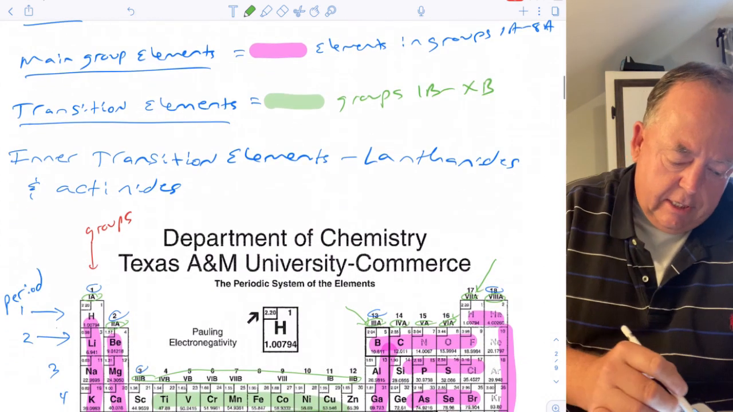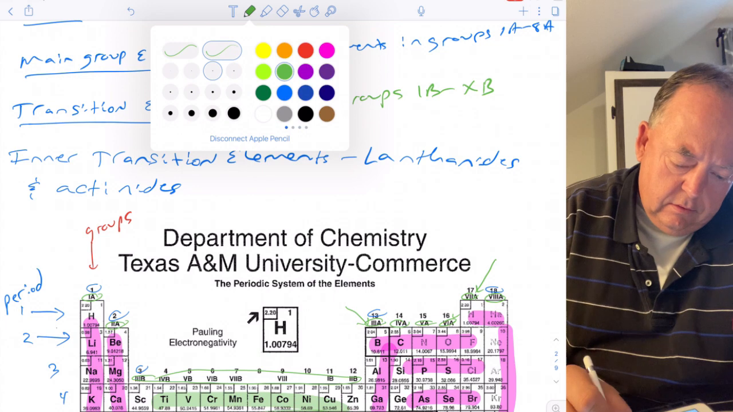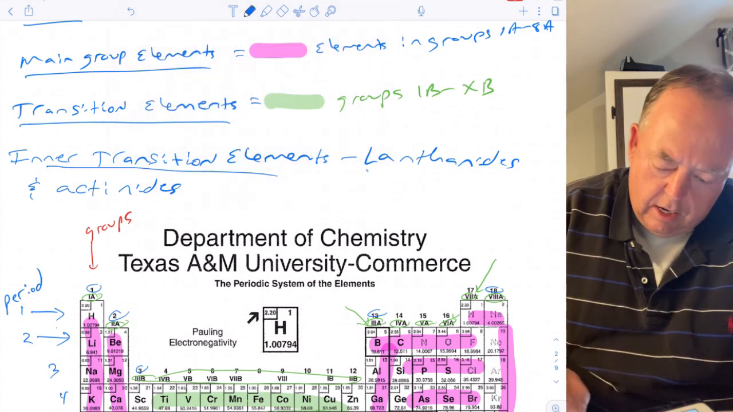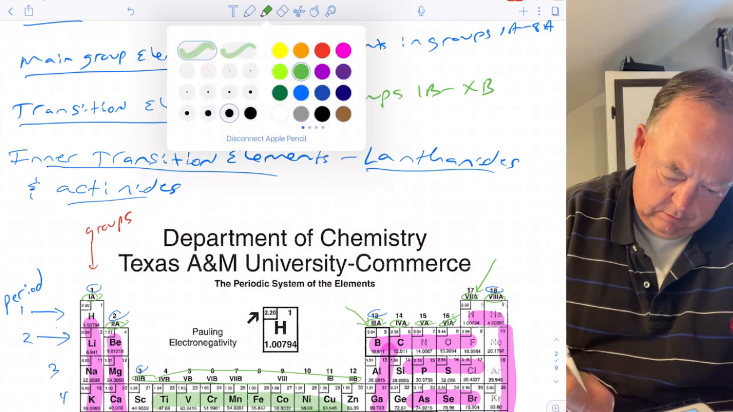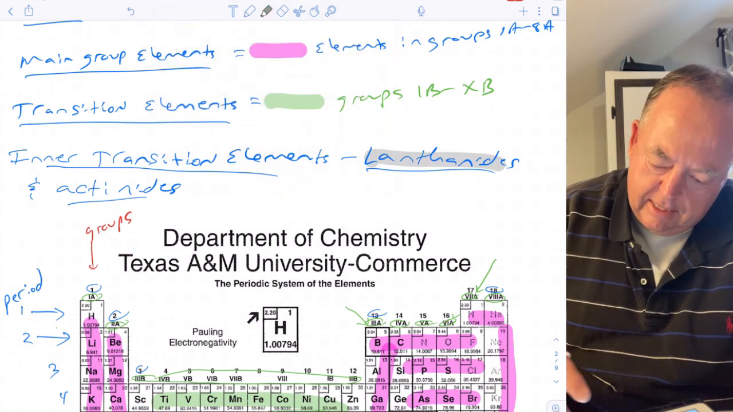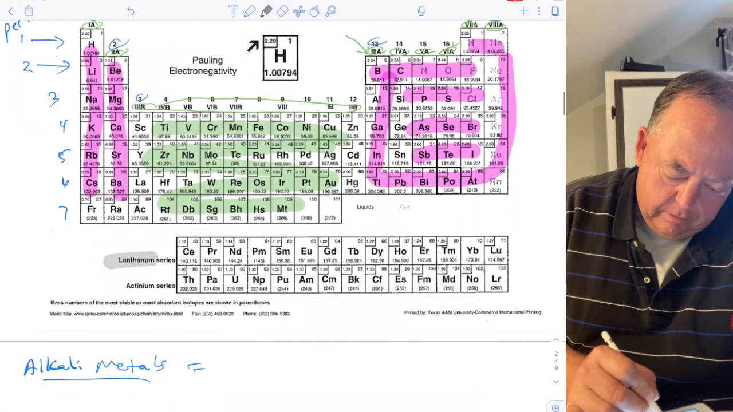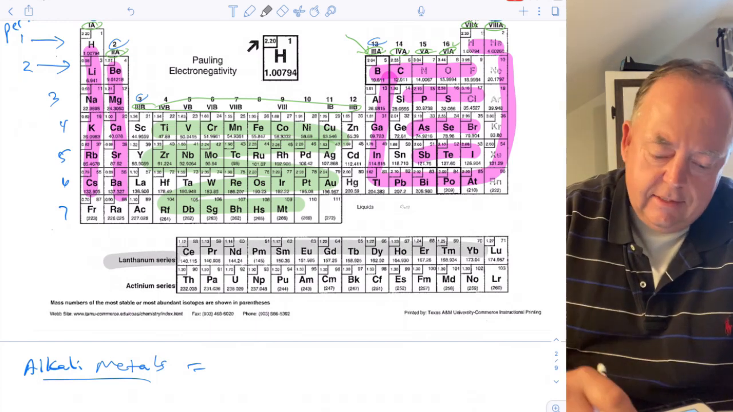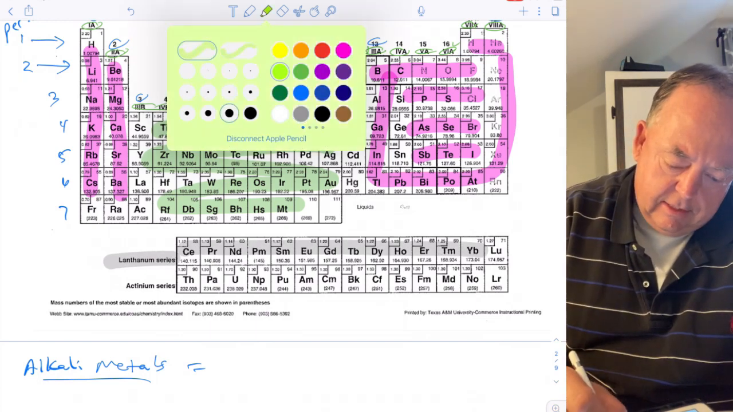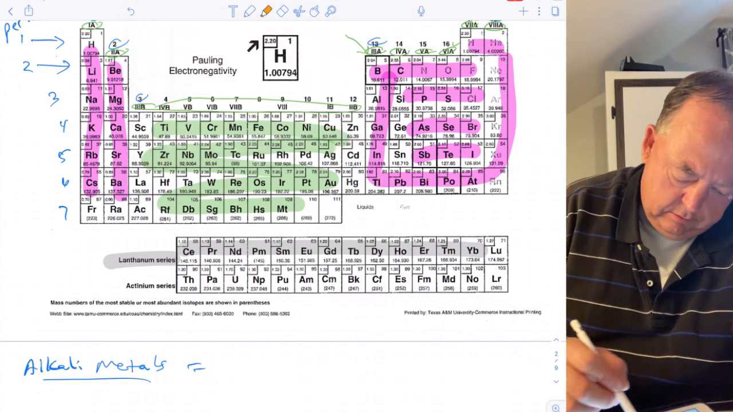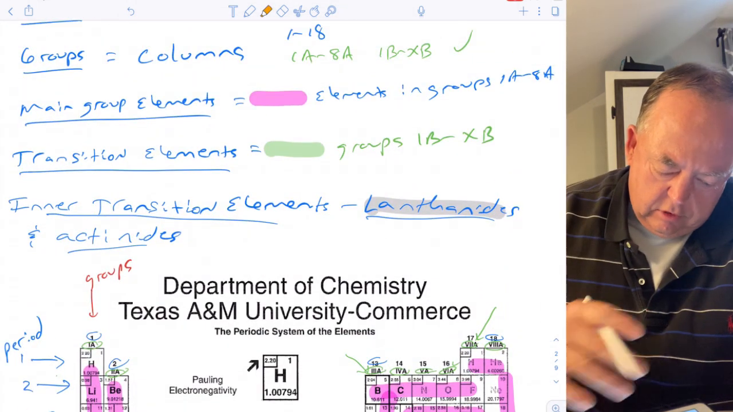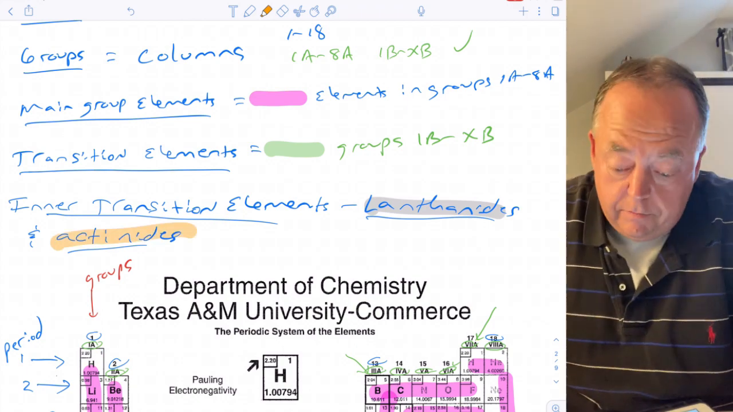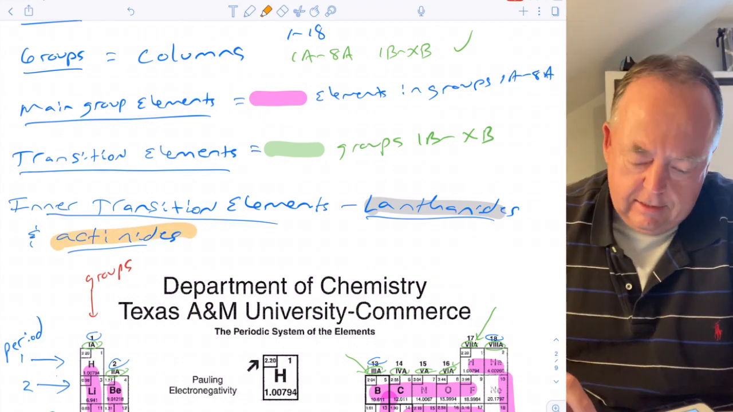Okay, so the inner transition elements, that would be the lanthanides and actinides. So the lanthanides would be here. So these would be the lanthanides, and the actinides would be there. So those 14 elements across the bottom of the periodic table are the lanthanides and actinides.